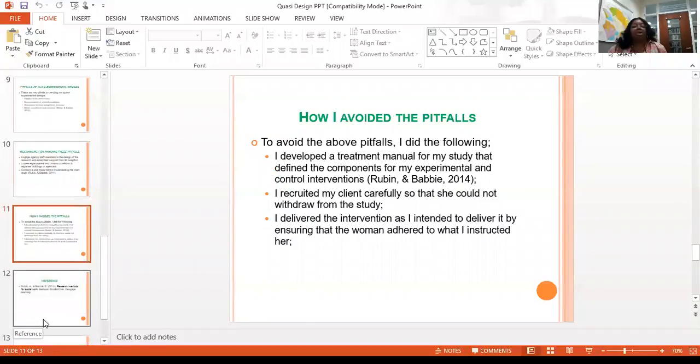How did I avoid some pitfalls? Well, I developed a treatment manual for my study. I made sure that she followed my treatment manual to the T. I recruited my client carefully. I chose someone that I knew had my best interest in mind. She knew that I needed to do this research project for a grade, and she stuck with me. I delivered the intervention as I intended to deliver it, by ensuring that she would adhere to what I instructed her to do.